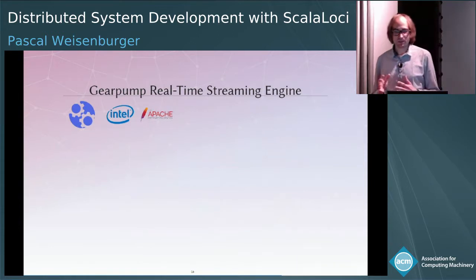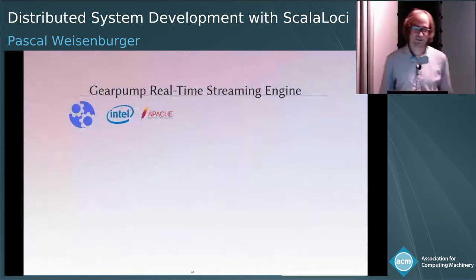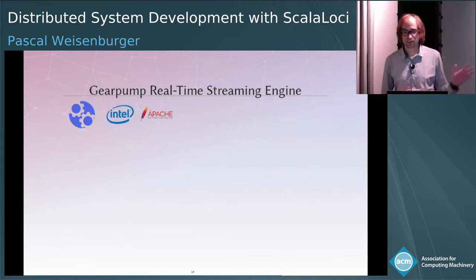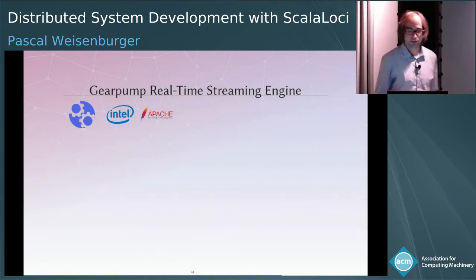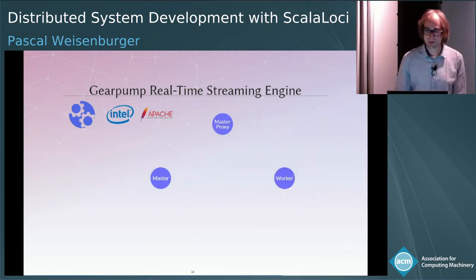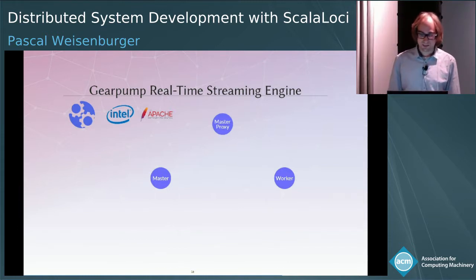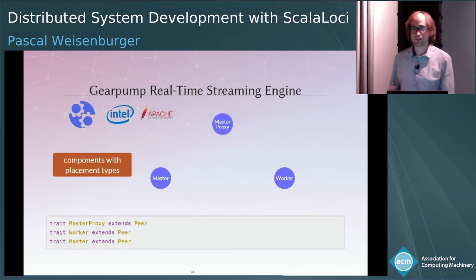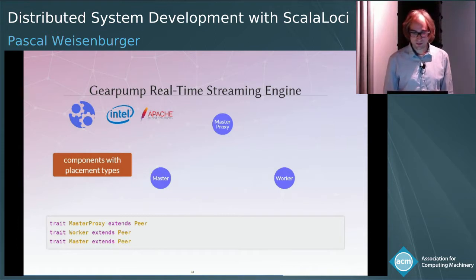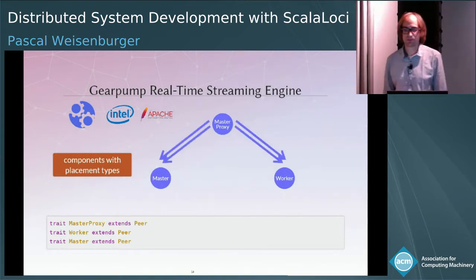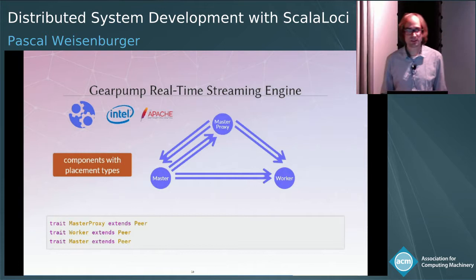So let me show how we applied ScalaLoci support for generic distributed architectures to the Gearpump real-time streaming engine. Gearpump was implemented initially at Intel and became an Apache project later. Here we re-implemented the worker assignment logic in ScalaLoci. In Gearpump, a master proxy is responsible for assigning workers to masters. And we express those three components, the master proxy, the master, and the worker, using placement types. So the master proxy talks to multiple masters and multiple workers to assign workers to masters. And every master can then have multiple workers that are assigned to it.